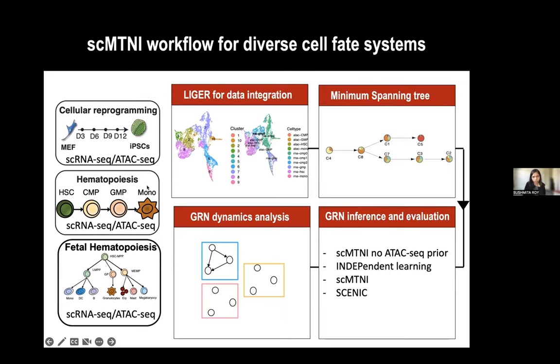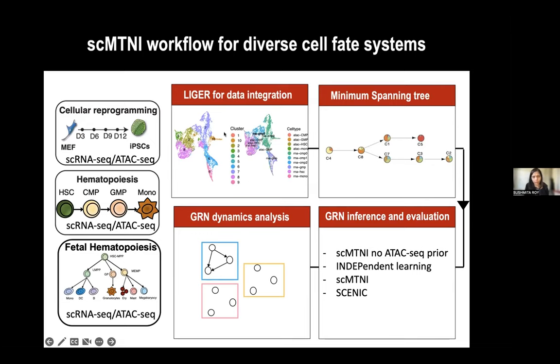This is a general workflow. So Rupa's data is unpaired, as in it's not single cell multi-omes. So we have RNA measured separately and ATAC measured separately. And we've applied it to not only her system, but also two other publicly available data sets with hematopoiesis. There's a lot of hematopoiesis data out there, but if you know of other data sets where there's a temporal aspect and there is RNA and ATAC, we would be very happy to try out our approach.